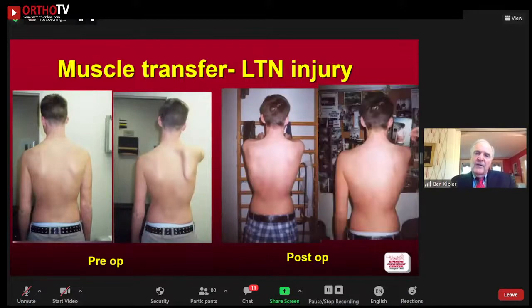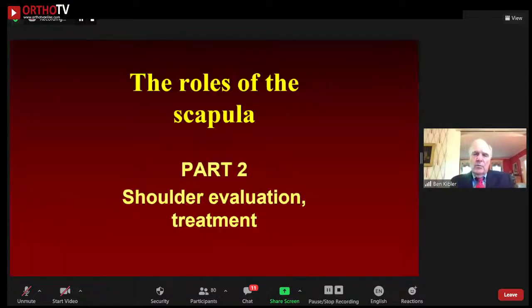So examination of the scapula is very helpful when you have problems with a wide variety of shoulder problems. All right, so hopefully I've made you interested in the scapula and its roles. So how do we evaluate this? How do we look at this? How can we start doing some treatment?